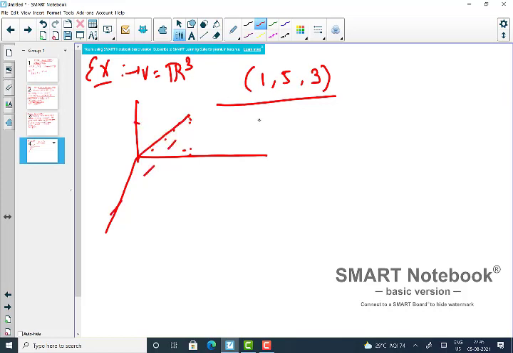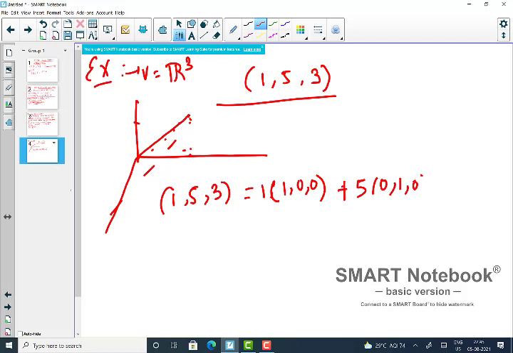So the issue is that you can write down this linear combination in different ways with different vectors. Let me write it in one way: 1 times this vector, which is one vector in R3 of the form 1, 0, 0, then 5 times 0, 1, 0, and then 3 times 0, 0, 1.